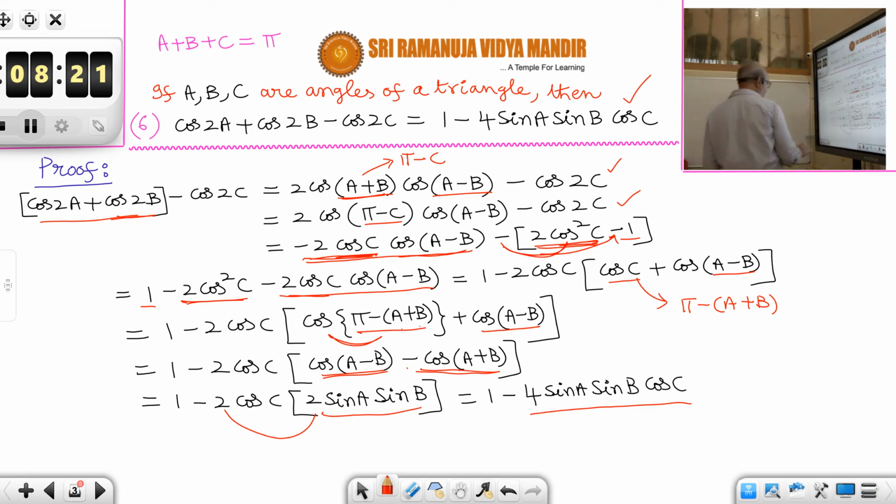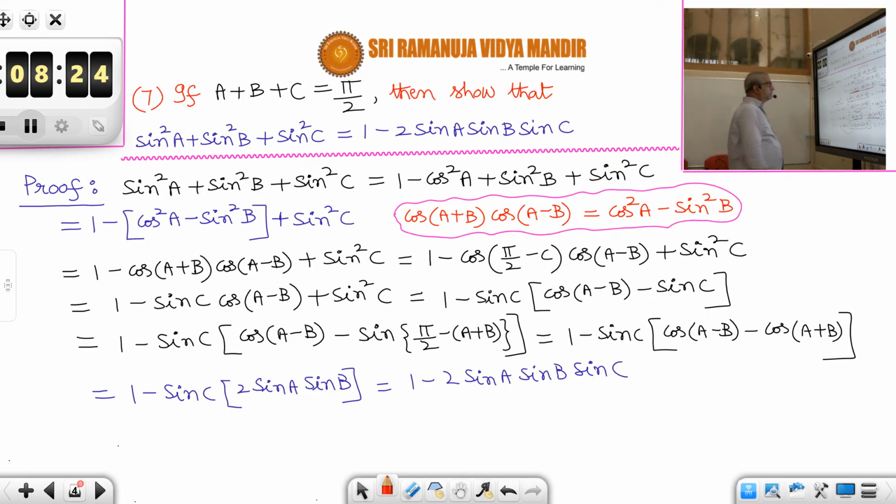Okay. Let us see the next identity, conditional identity number 7. Okay, if A plus B plus C is equal to pi by 2. See, that is the difference here. Until now, up to 6 identities, conditional identities, A plus B plus C is equal to pi, because then the formulas can be used for a triangle. But now A plus B plus C is equal to pi by 2. This identity cannot be applied for a triangle because the sum of 3 angles in a triangle is not pi by 2. Okay. But anyhow, let us see this identity.